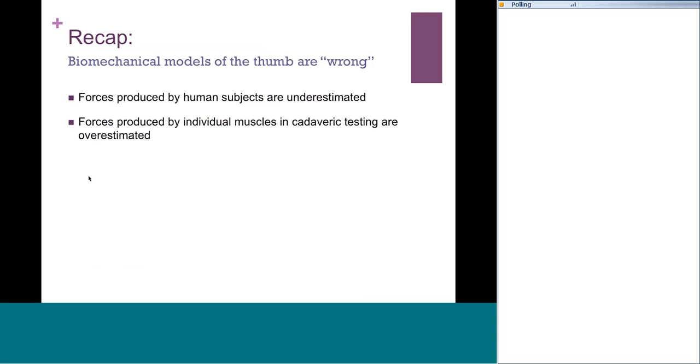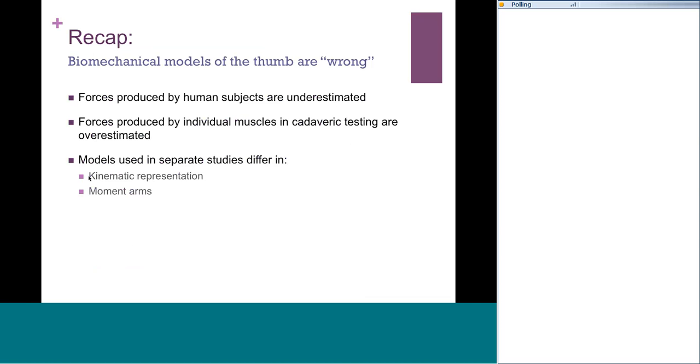So, as a recap, I have hopefully sufficiently convinced you that biomechanical models of the thumb are wrong. I've shown you how Francisco Valero-Cuevas and his esteemed collaborators demonstrated that forces produced by human subjects are underestimated. I've shown you how we, in my lab, have demonstrated that the forces produced by individual muscles in cadaveric testing are overestimated.